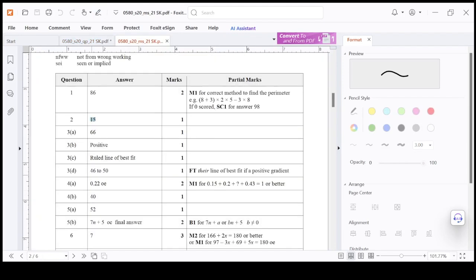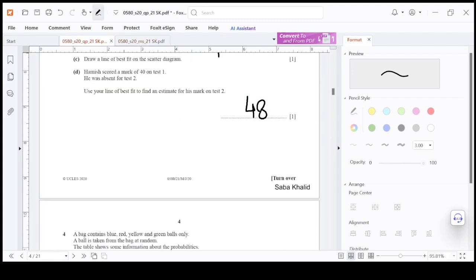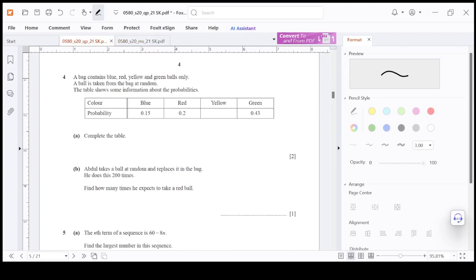That says any value between 46 to 50 is accepted. Okay. Moving on. A bag contains blue, red, yellow, and green balls only. A ball is taken from the bag at random. The table shows some information about probabilities. Complete the table.